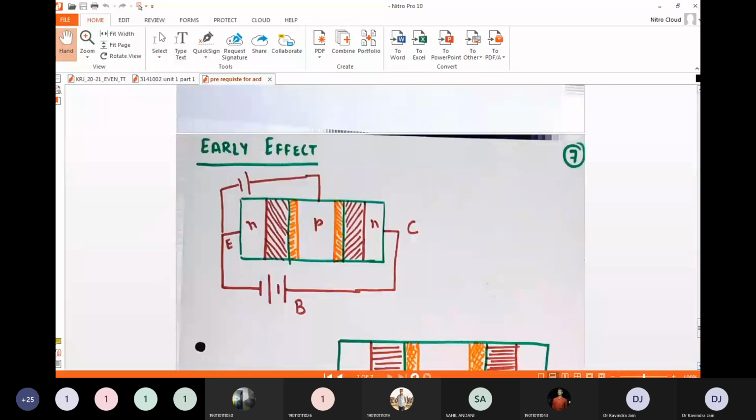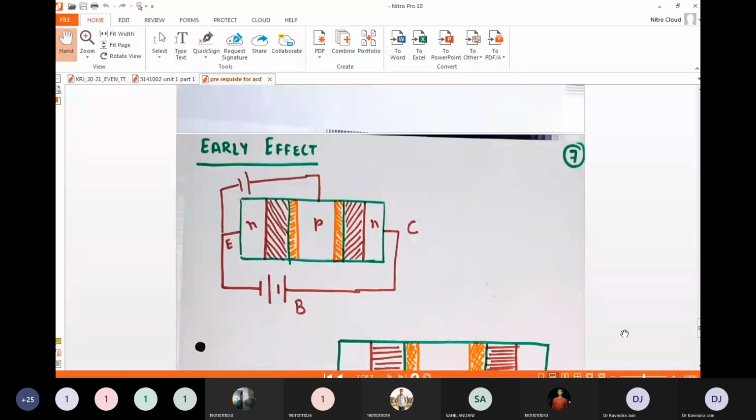Basically, we are talking about this. As you can see, the reverse bias across the CB junction is increasing. As a result, the depletion width is increasing quite a lot, and there is a decrease in the width of the charge carrier portion. That is, this overall width is decreasing. With this decreasing width, everything is going to get affected, and hence this is known as the early effect on transistor.